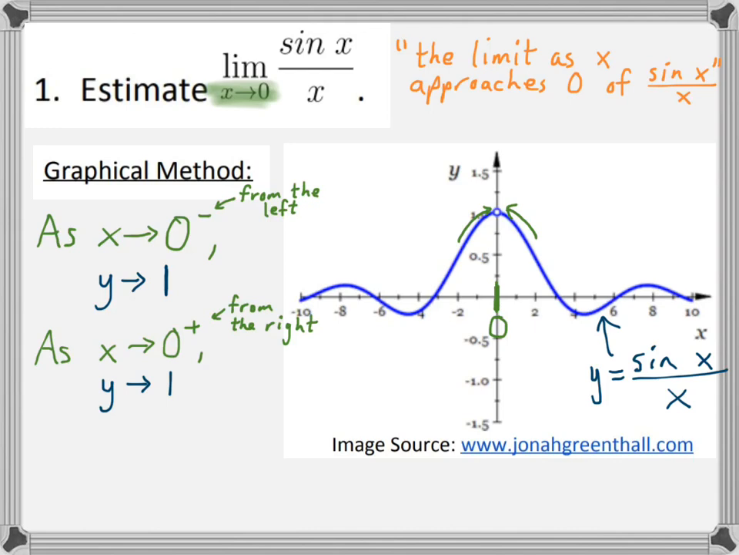So notice that both of those are the same. When x approaches 0 from the left or from the right, y is approaching the same value, getting arbitrarily close to this single number 1. So I can say that the limit as x approaches 0 of sine of x over x is equal to 1. That is my estimate, and that would be correct. And so we know that as x gets really, really, really close to 0, then the y value of the function is getting really, really, really close to 1.